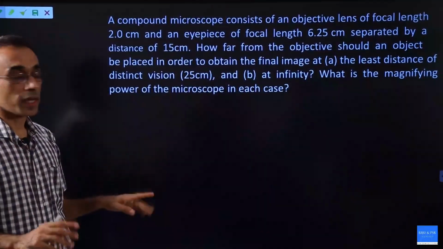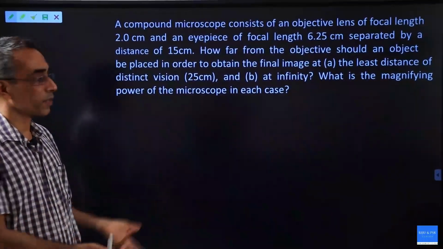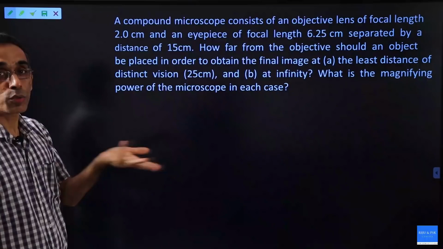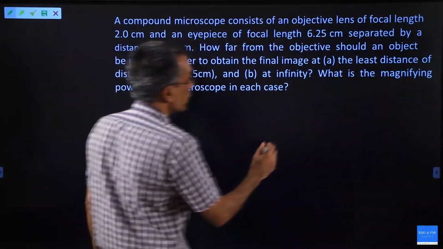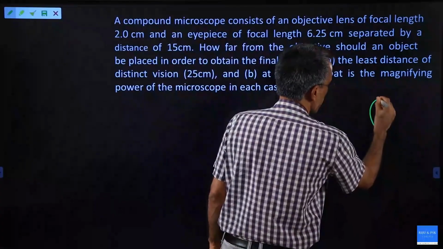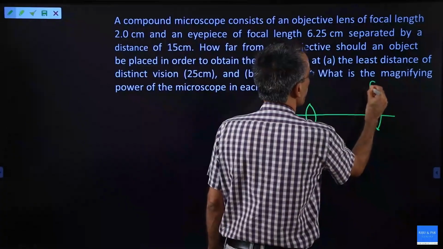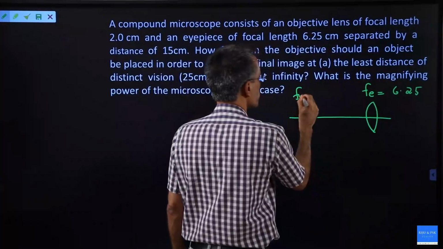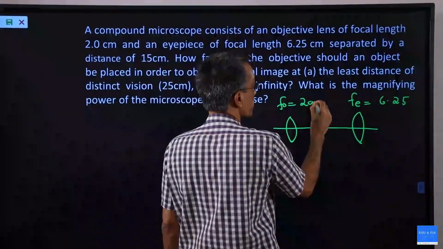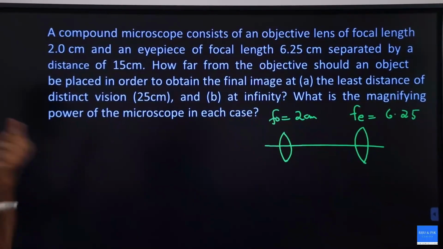Now we will do the second part. I hope the first part is clear. You work out the first part, then only work out the second part, because without understanding the first part there is no meaning in doing the second part alone. In the second part, what is given? You have your eye lens, you have your objective lens. So this is your eye lens with focal length 6.25 and this is your objective with focal length 2 centimeter. And what is asked? The final image must be at infinity. And who produces the final image?